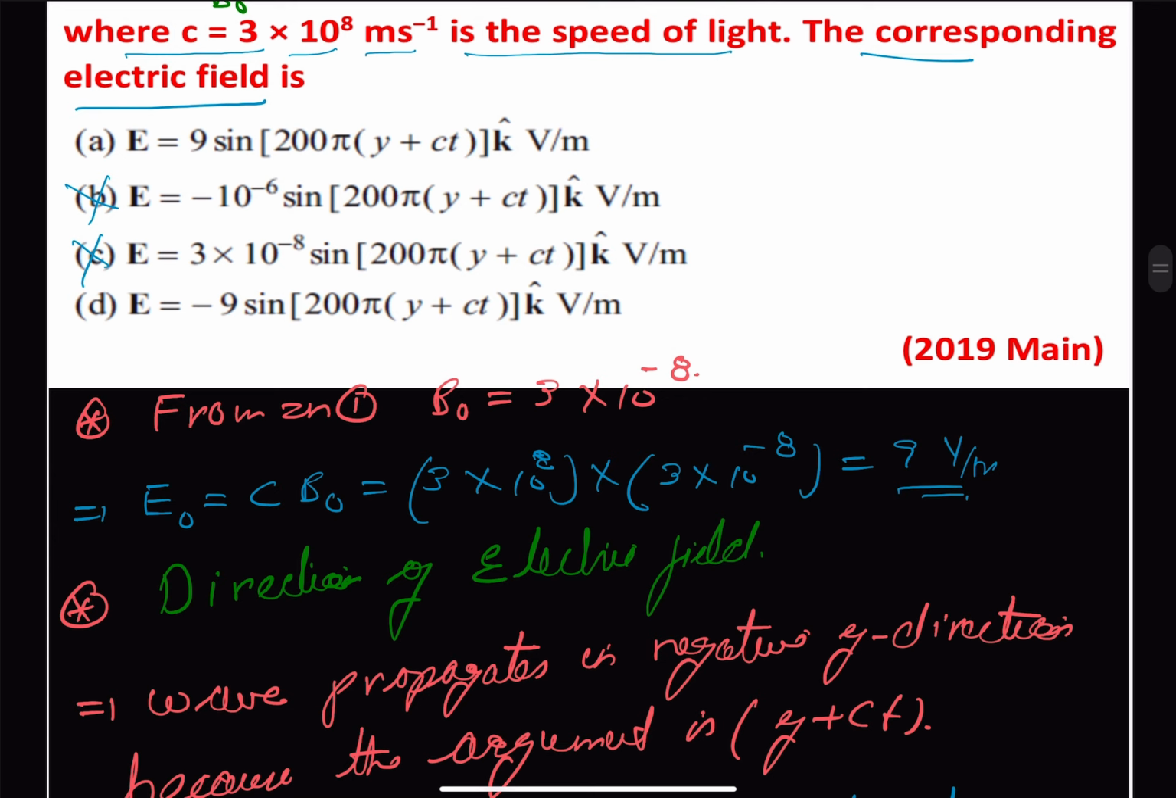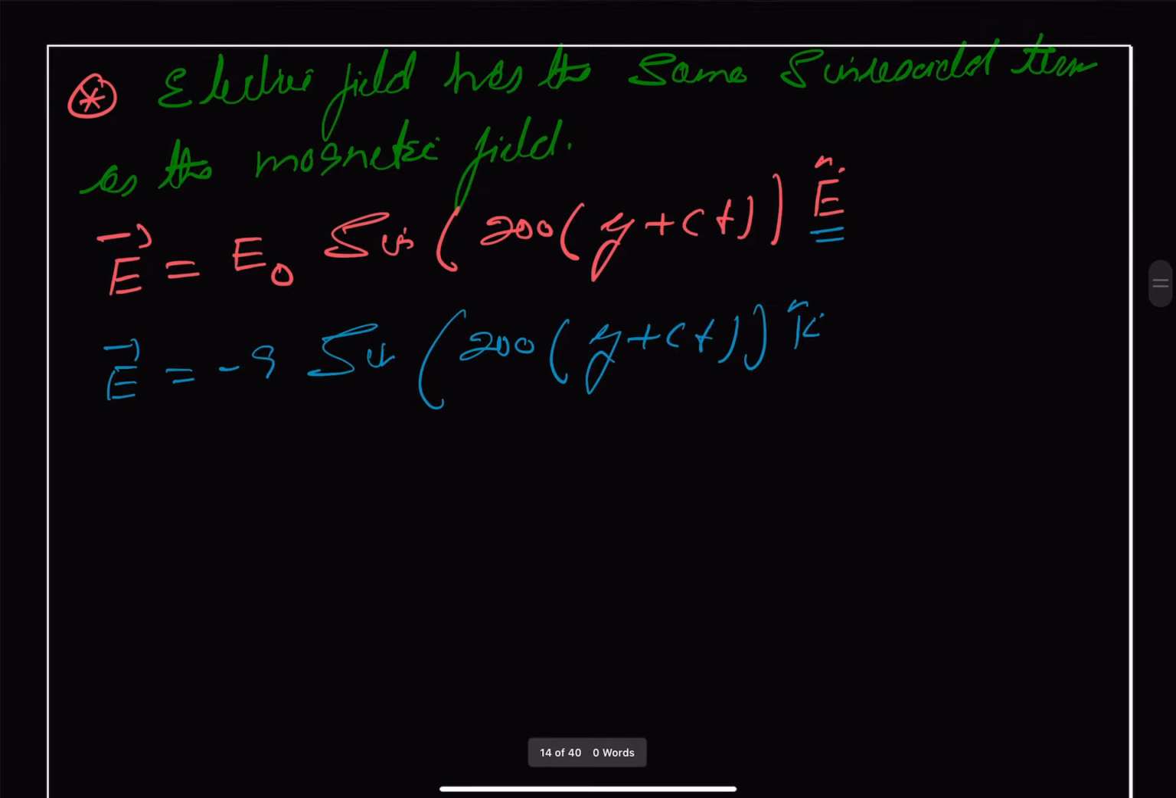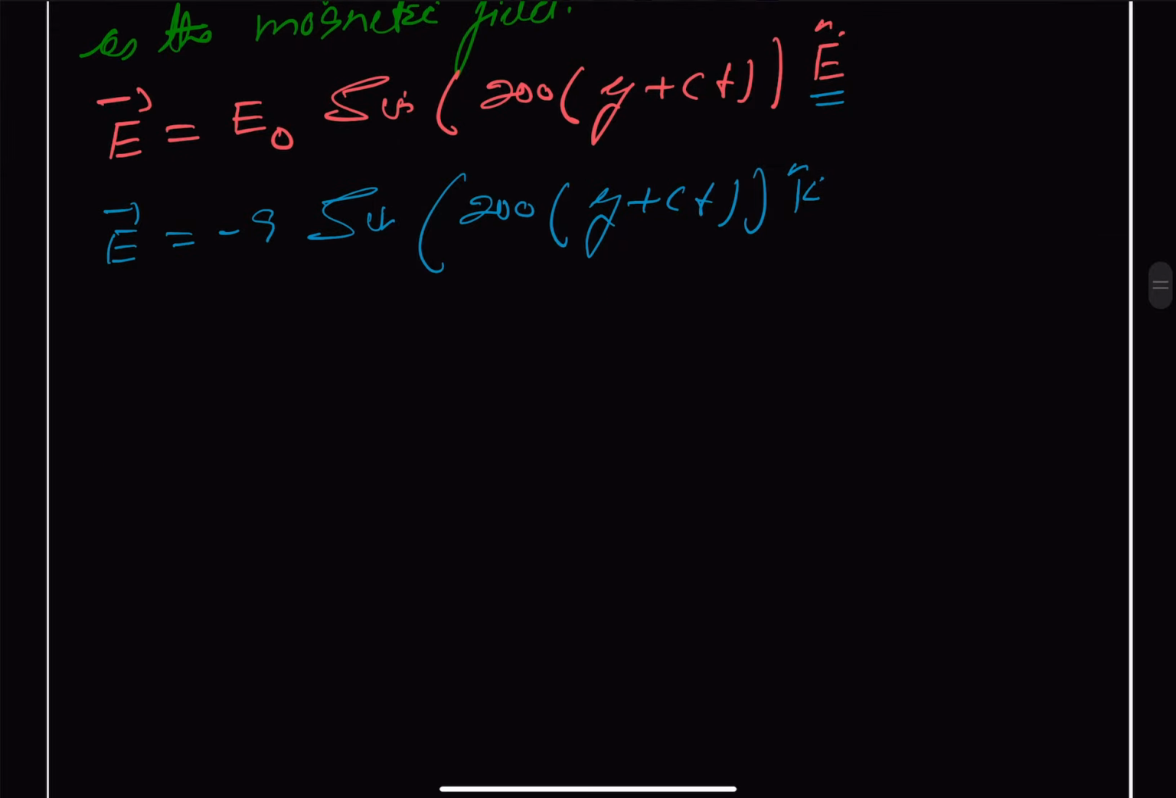So option D is correct. A is incorrect. Option D is correct. Next question.